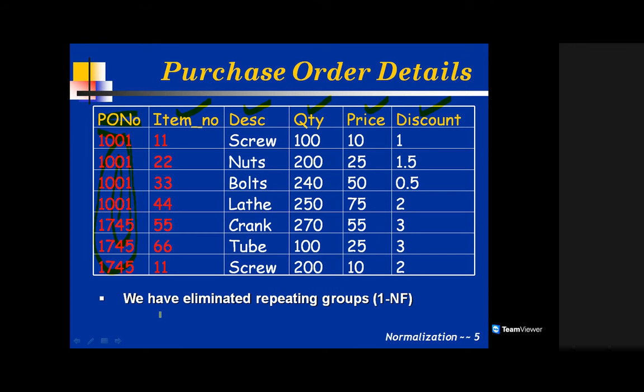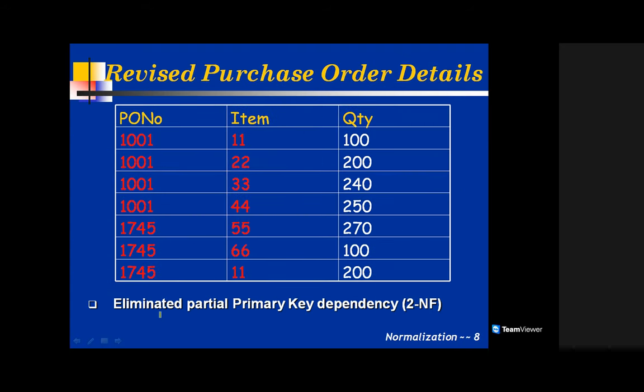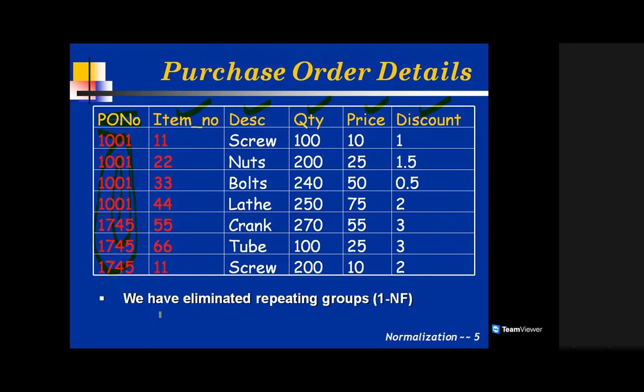Okay, so what is the second normal form? Let us understand. The second normal form says eliminate partial primary key dependency. So what is partial primary key dependency? We'll go to the details table. In the details table, we have PO number, item number, description, quantity, price, discount. Now on this table, let us understand second normal form.